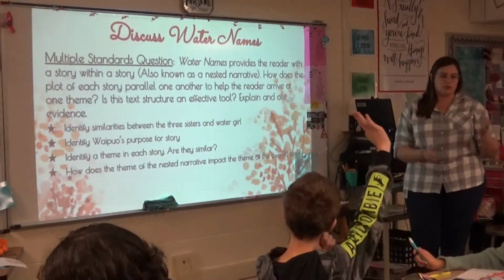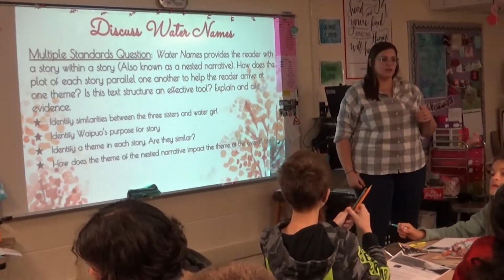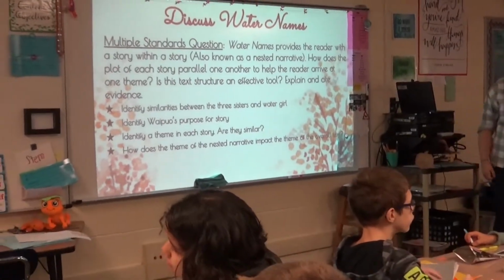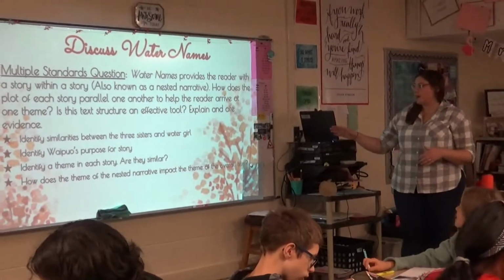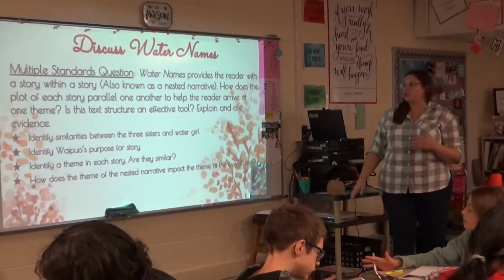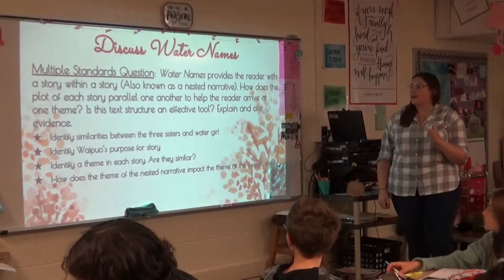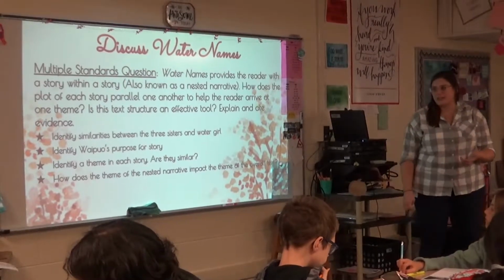And who is on that outer story again, Justin? The three sisters. The three sisters. And Waipo. Yes. So today we're going to dive deeper into this question. How does the plot of each story parallel one another to help the reader arrive at one theme? And is this text structure an effective tool? We're going to explain and cite some evidence.